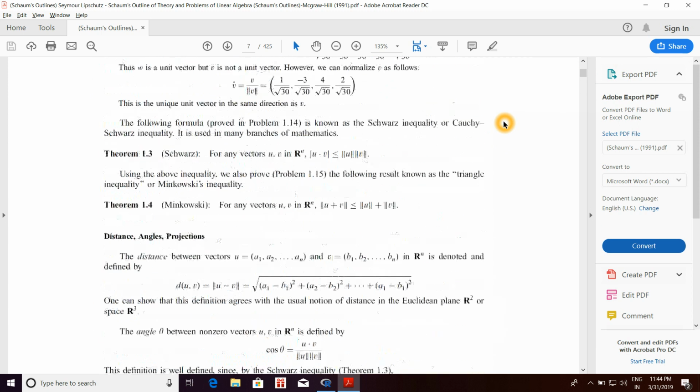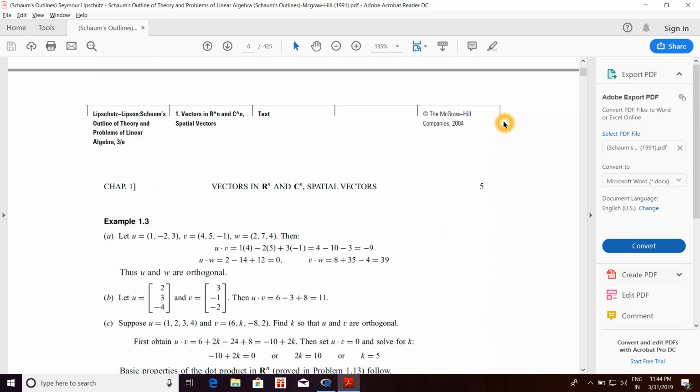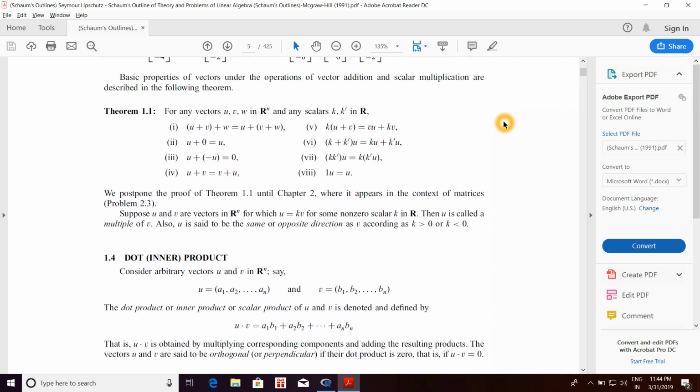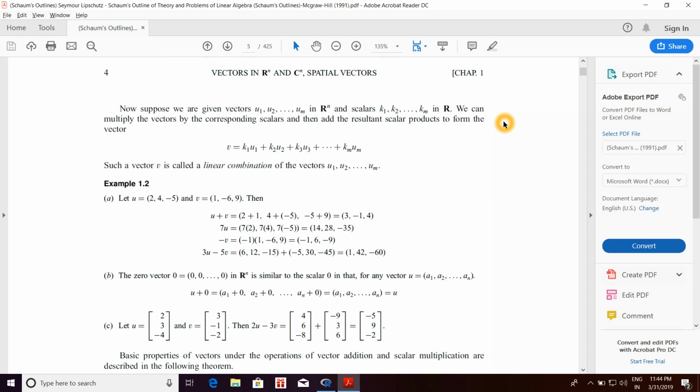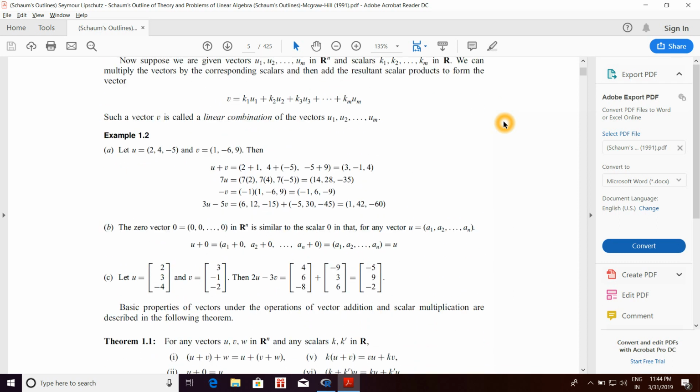So in this lecture we will solve the second example of the Linear Algebra book, that is example 1.2, and we will solve the first problem. Suppose you have two vectors called u: 2, 4, minus 5, and v: 1, minus 6, 9. Then we will try to calculate u plus v, 7u minus v, and 3u minus 5v in R.